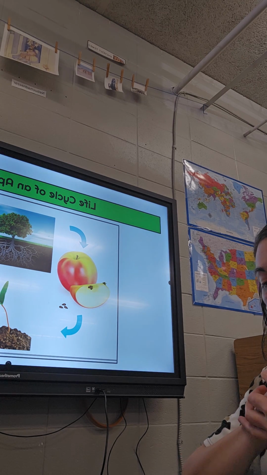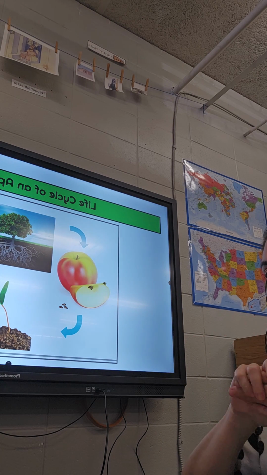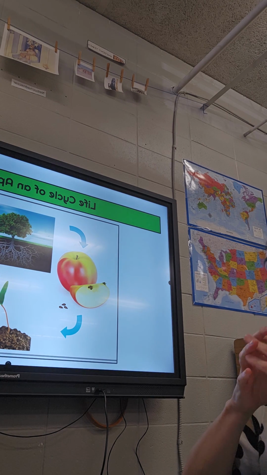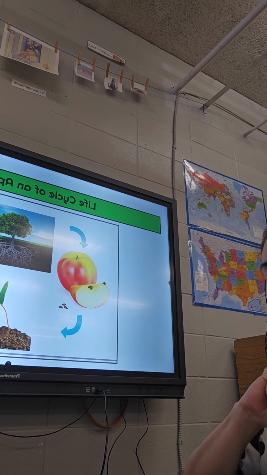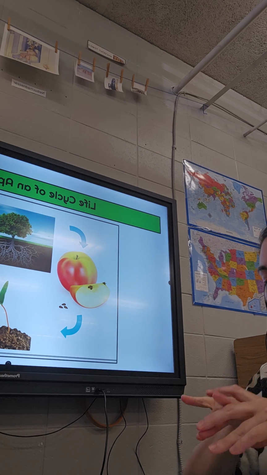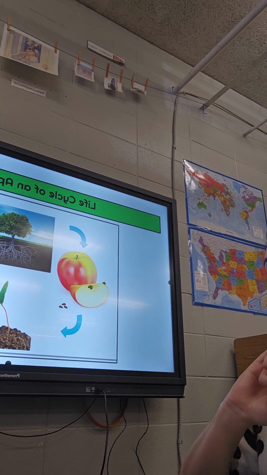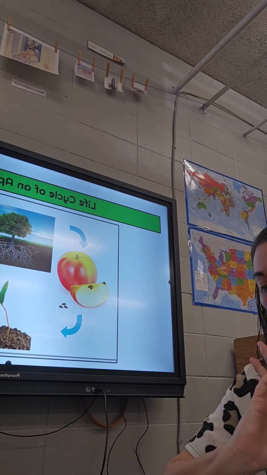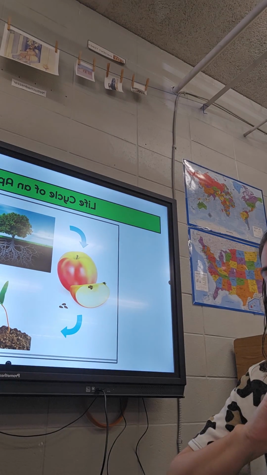When does a tree seed germinate or sprout? Is it spring, summer, winter, or fall? It's spring. Good job. When the temperatures are warmer and the amount of daylight is greater, remember? All right, when does a tree begin to produce flowers and fruits? When it has reached maturity or the adult stage. Yes, good job.